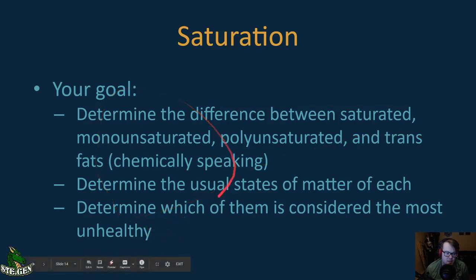So I'm going to make this a digital assignment that will be up. I want you to try to figure out the difference between saturated, monounsaturated, polyunsaturated, and trans fats, chemically speaking, the usual states of matter of each, and which of them is considered the most unhealthy. So I'm going to release you on that assignment. The next video will probably have, I don't know if it'll have the answer to it. We'll see how that goes.